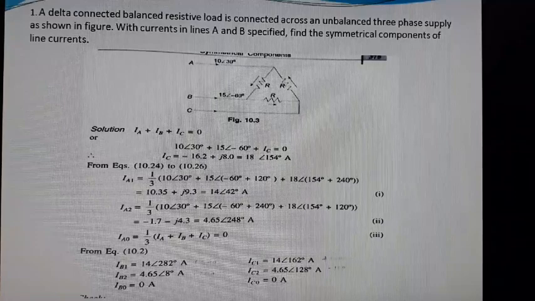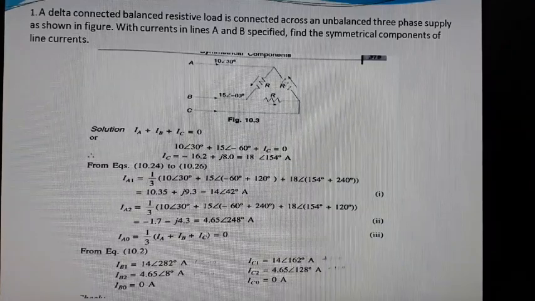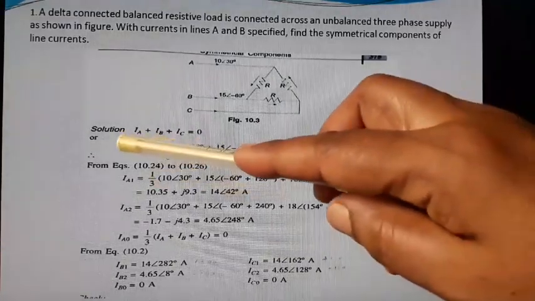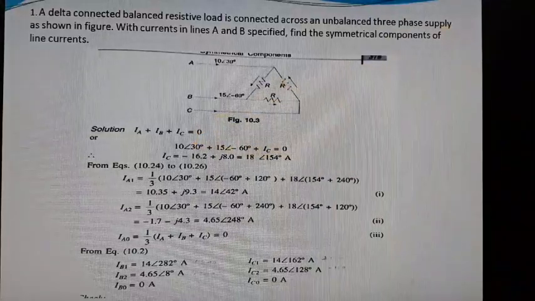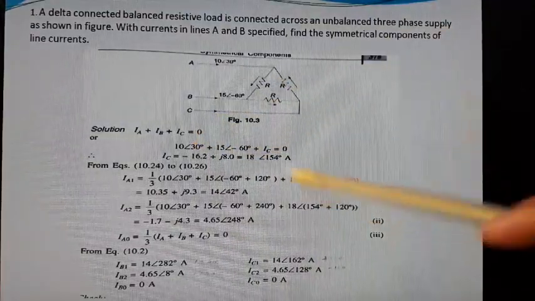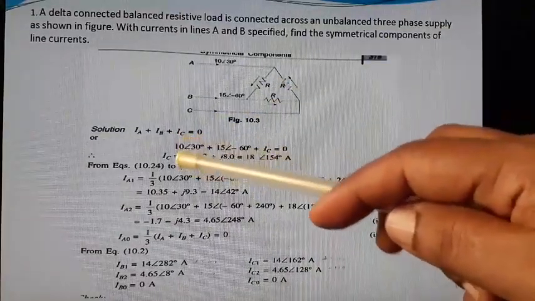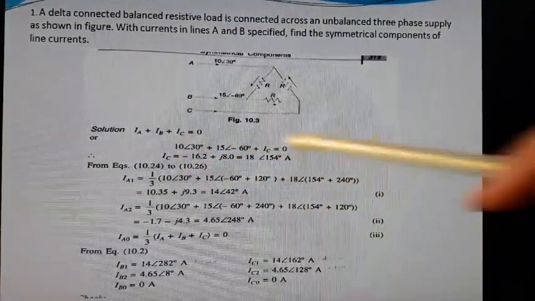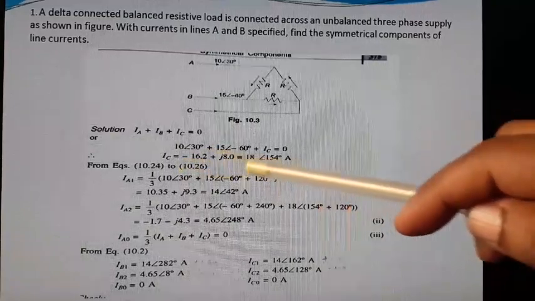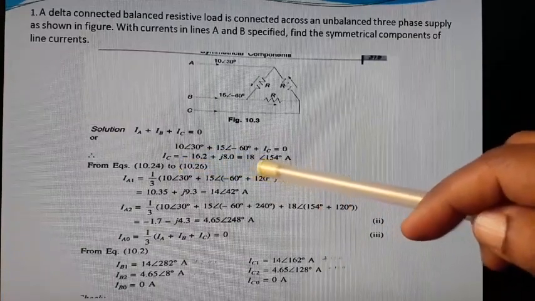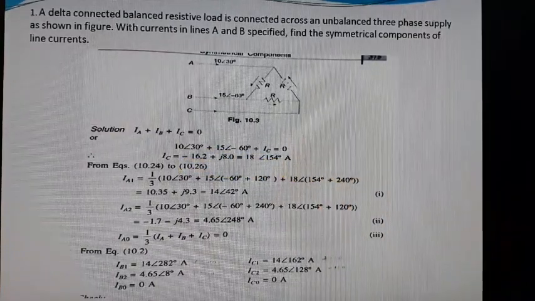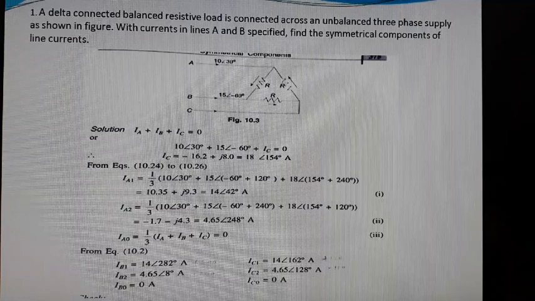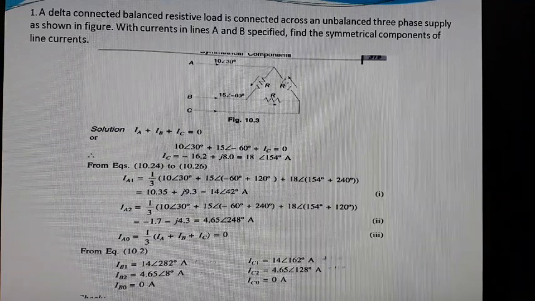The sum of the line currents in a delta connected system is equal to 0. That is IA plus IB plus IC must be equal to 0. As IA and IB are known, it is easy to find IC. IC is equal to minus of IA plus IB. Therefore, we can easily find IC. That comes around 18 at an angle 154 degrees.